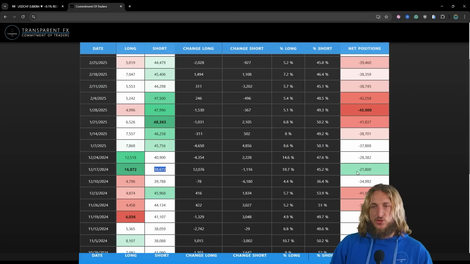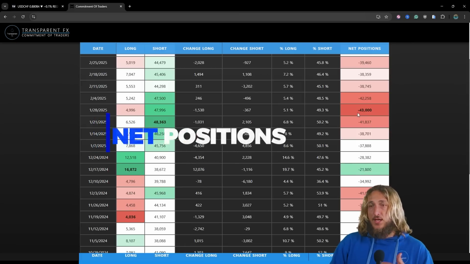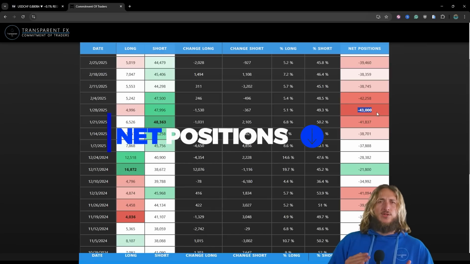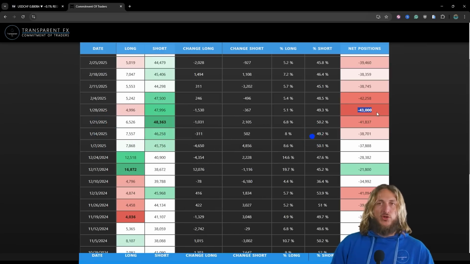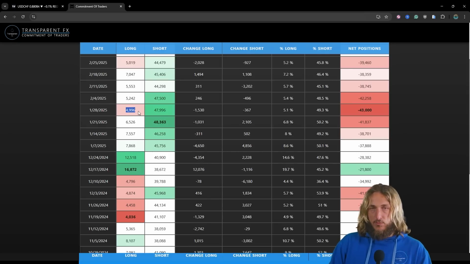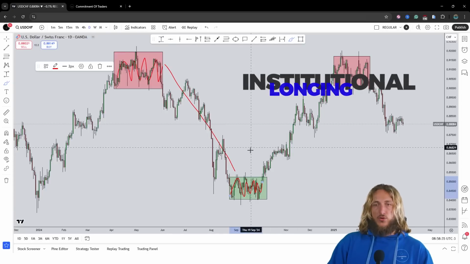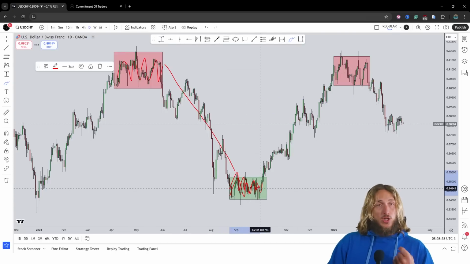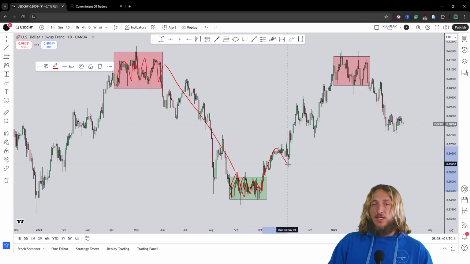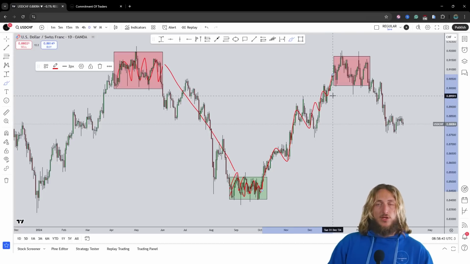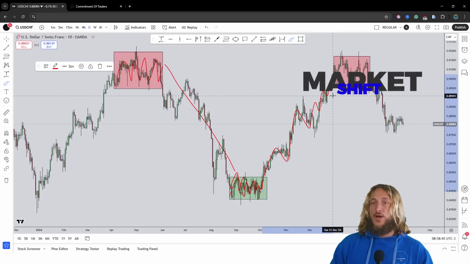You look here at the net positions, you see that they go from minus 21K to minus 43K, for example, and you see, okay, institutions are moving to the bearish side for the CHF. So they are increasing their shorts on the CHF, going from 38K to 48K, and decreasing their longs, going from 16K to 4.9K. So institutions are now shorting the CHF, so longing USD CHF. And if you have a horizontal price action with institutions longing USD CHF, in this case, you have an increased probability to then shift to a bullish trend once again.